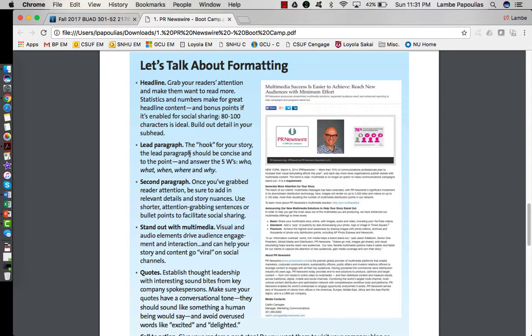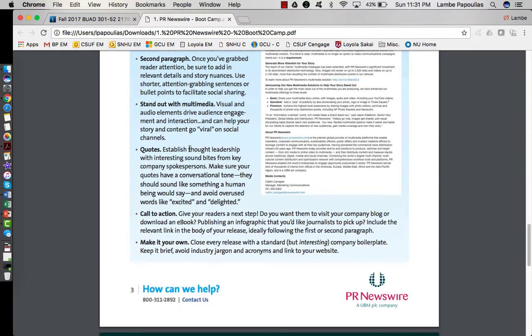Then the second paragraph, once you've grabbed your reader's attention, be sure to add in relevant details and story nuances. Use shorter, attention-grabbing sentences or bullet points to facilitate social sharing. Stand out with multimedia. Visual and audio elements drive audience engagement and interaction and can help your story and content go viral on social channels.